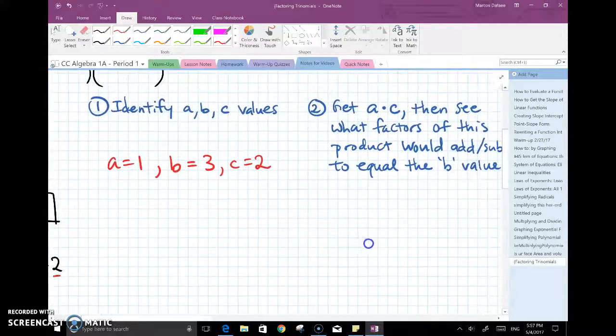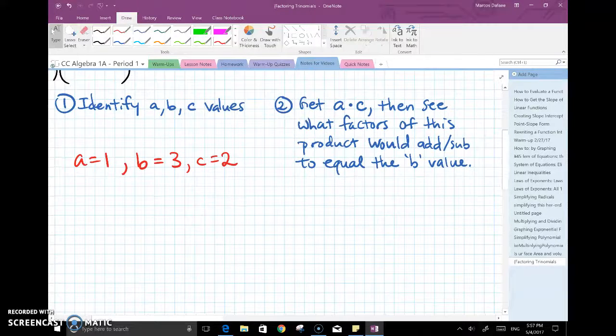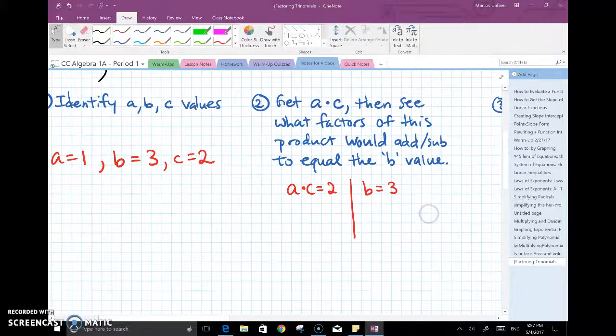Now step 2 is taking our a and c values and multiplying them together. If I take a times c, what I get is 1 times 2, which is 2. And I'm going to put this next to our b value, which is 3. My purpose in step 2 is to see what two factors I can have that make 2, and those same factors also create 3 by adding and subtracting.